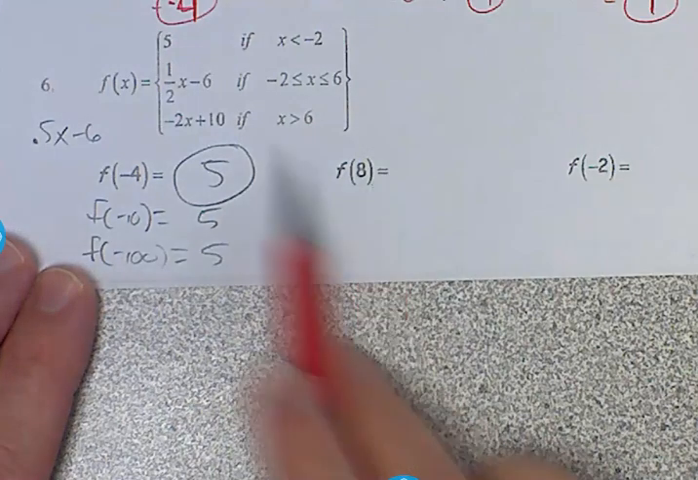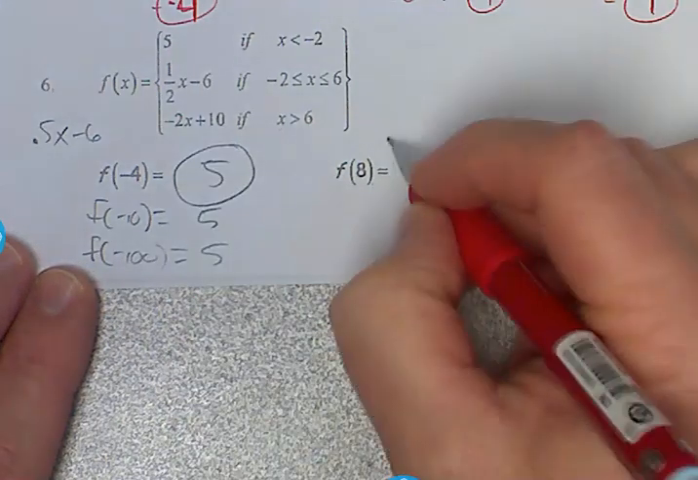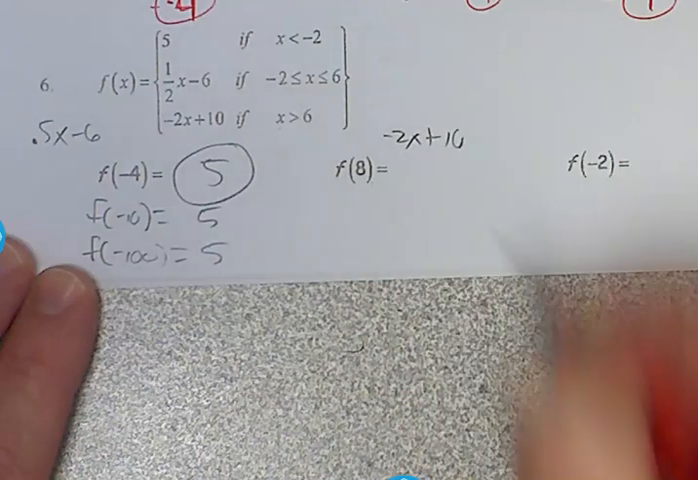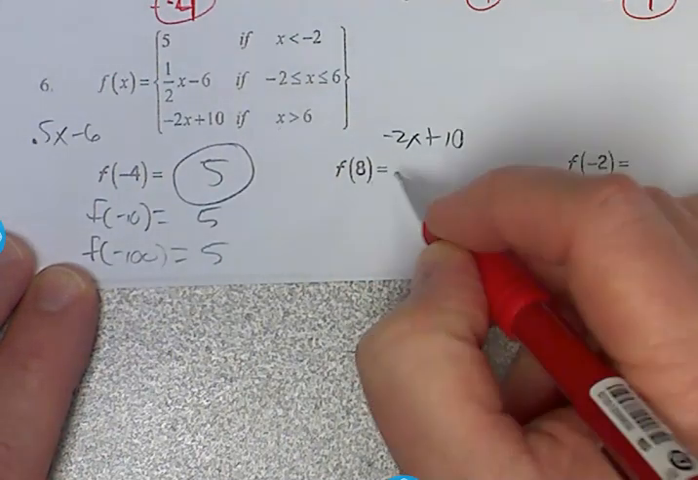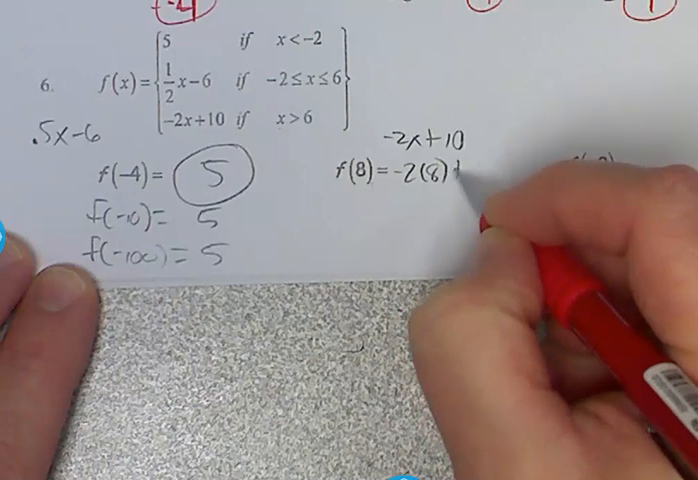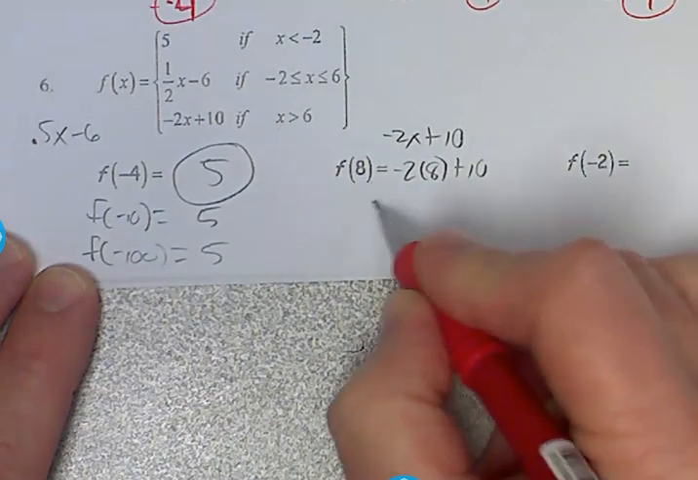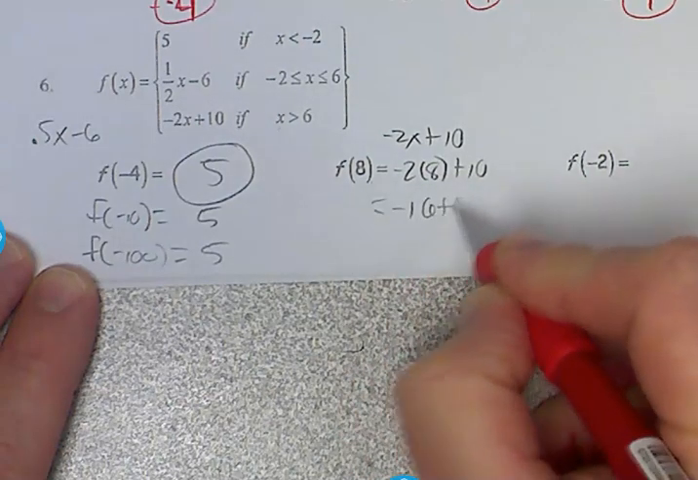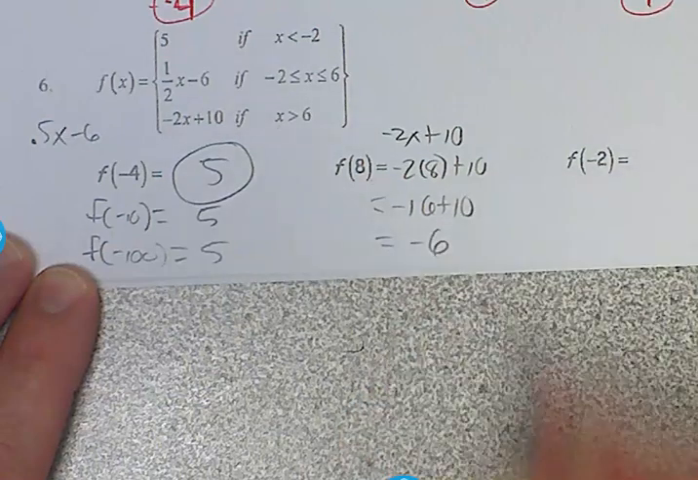Okay, so 8. 8 is greater than 6. So we're going to use the -2x plus 10. Plugging in the 8, it's -16 plus 10, which means that one would be -6.